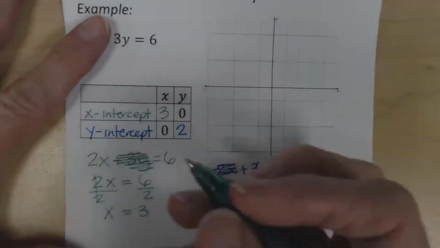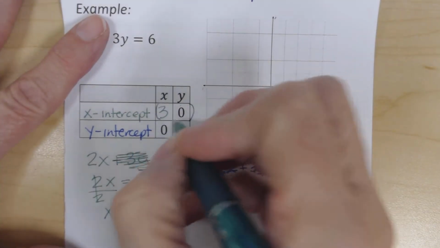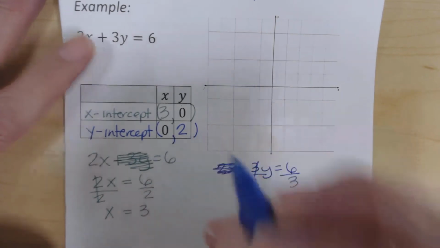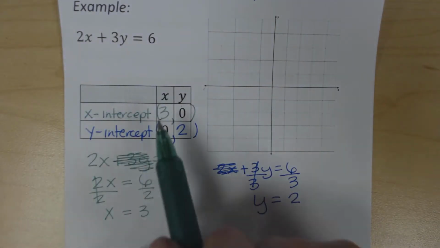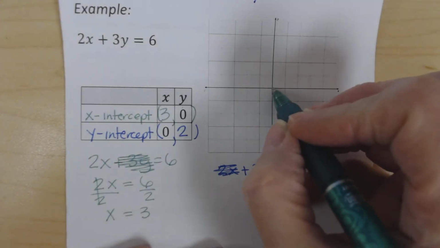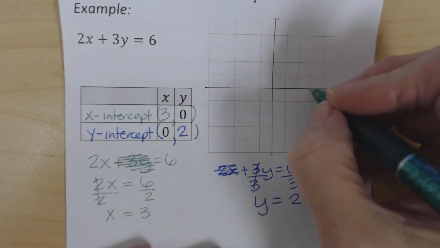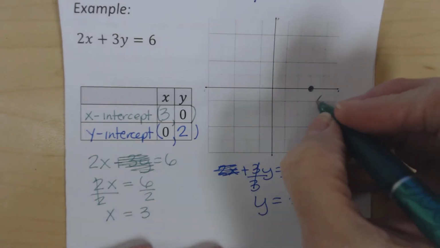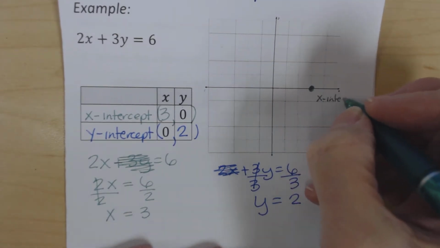Now that I have 2 points, my x-intercept and my y-intercept, I'm going to go ahead and graph those points. I'm going to graph the point 3, 0. So I start at the origin, I go to the right 3, I don't go up any because that's what 0 means. And here is my x-intercept.